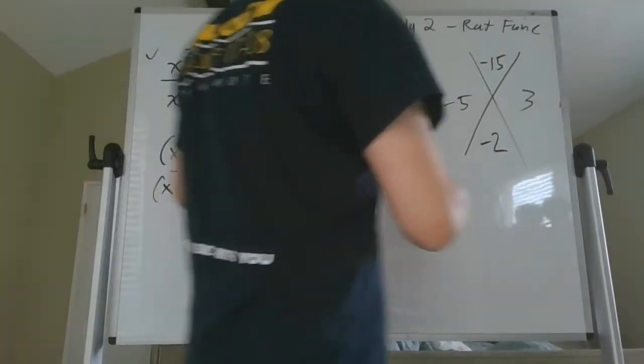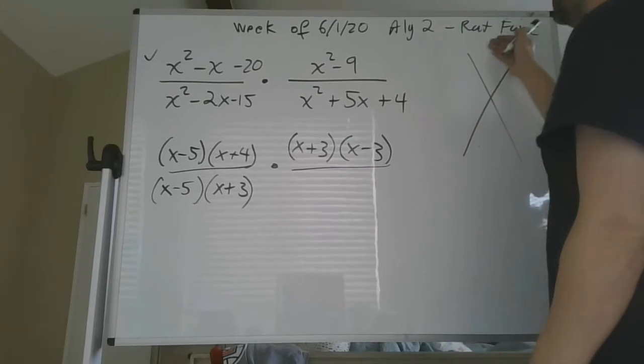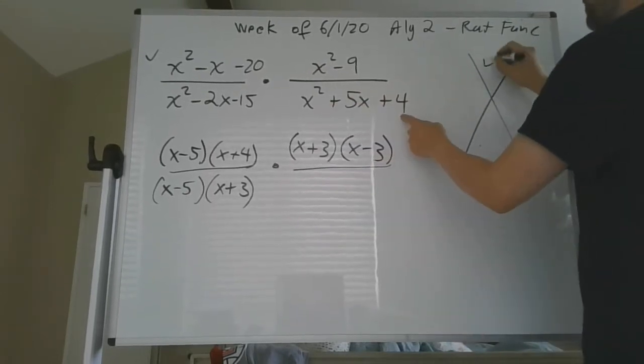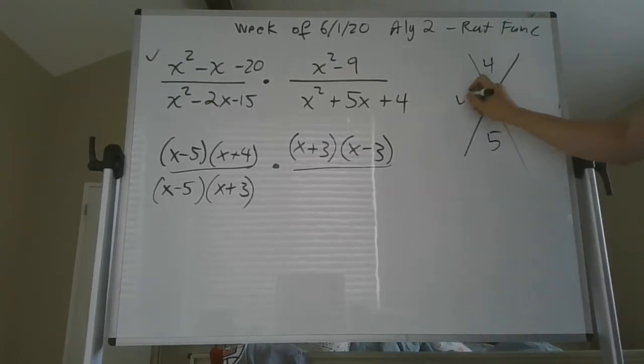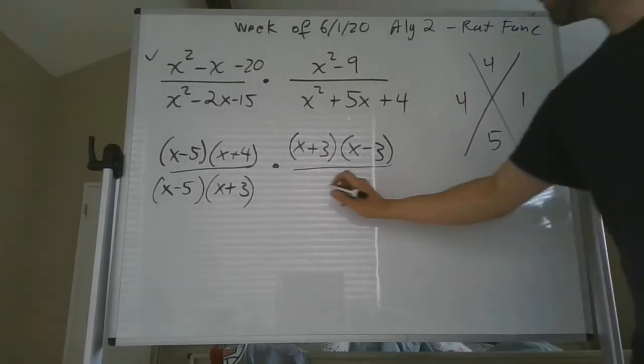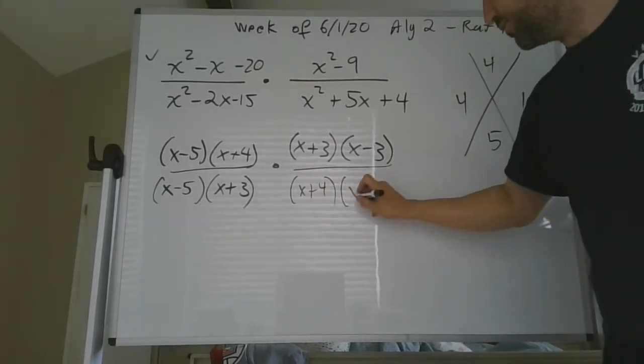All right, last one, that one right there. Let's try this out. Up here is going to be 4, down here is going to be 5. It multiplies to 4, adds up to 5: 4 times 1. That one's easy. So x plus 1, x plus 4, and again, you could put 1 and 4. It doesn't matter the order.